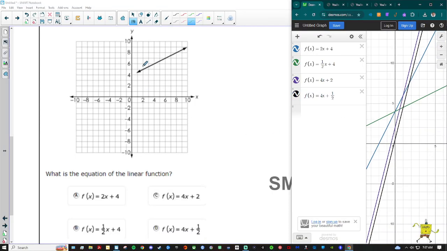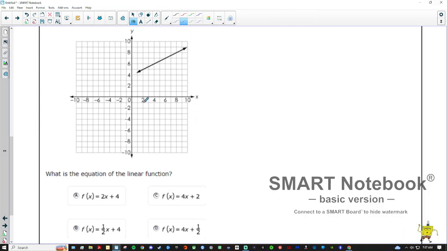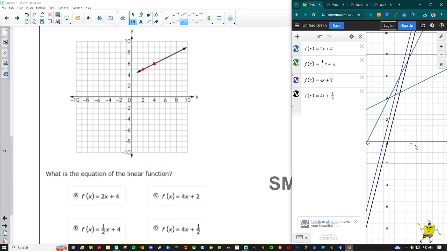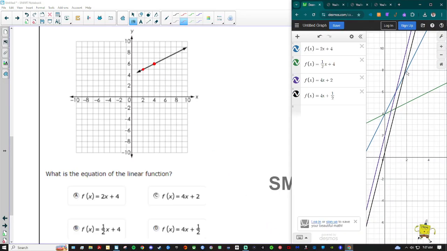We're trying to see which one fits. Good way to match them is if we pick some points, we have 2, 5, and I have 4, 6. So let's see. The only ones with 2, 5 and 4, 6. The green line is the only one that has those points on it. So it must be the 1/2 x plus 4. So B.